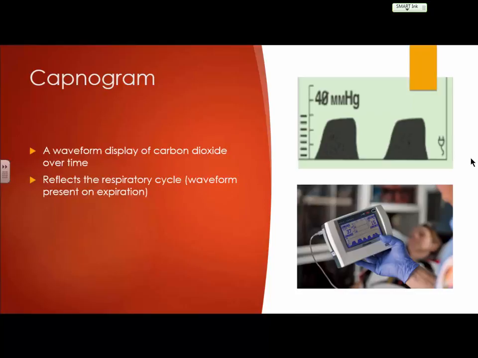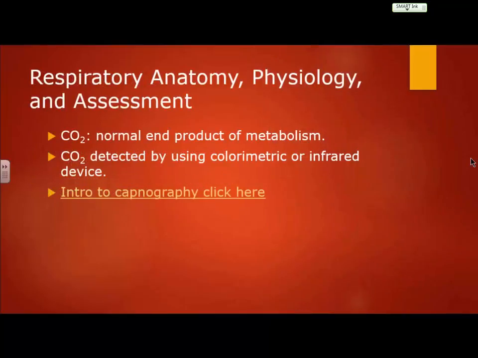Now what you would have to do is correlate, because we're going to talk about a couple of different waveforms, and you would have to correlate what that waveform looks like. Then look at your numbers, and then maybe base your treatment off of that. Okay. All right. And I'll elaborate on that a little bit more in just a moment.